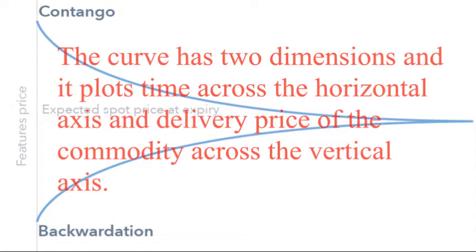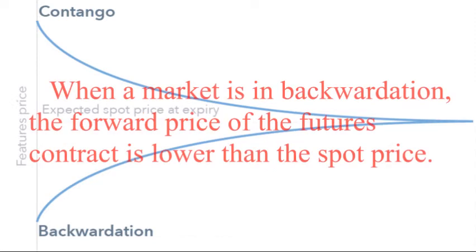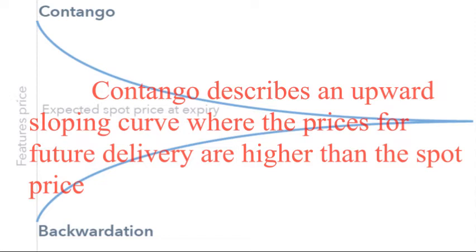the vertical axis. If a market is in contango, the forward price of a futures contract is higher than the spot price. When a market is in backwardation, the forward price of the futures contract is lower than the spot price. Contango describes an upward sloping curve when the prices for future delivery are higher than the spot price.